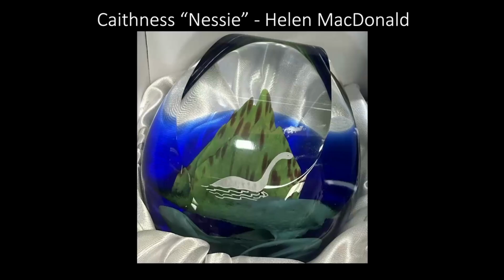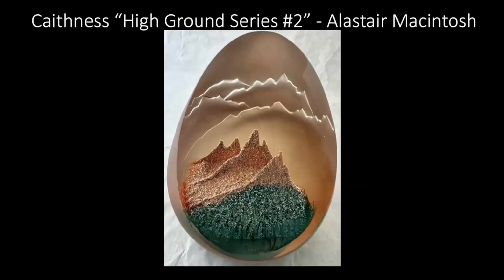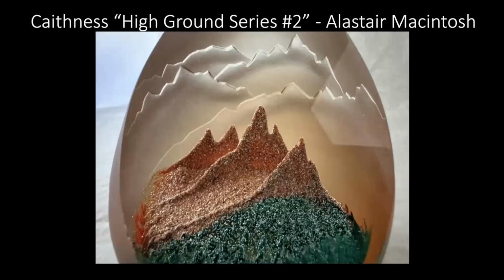Among the many hundreds or even thousands of designs from Caithness, a number of them depict landscapes. This one, designed by Helen MacDonald, has the Loch Ness. This one has an abstract mountain scene by Alistair McIntosh. It looks like frit mountains on the inside and engraved mountains on the backside.